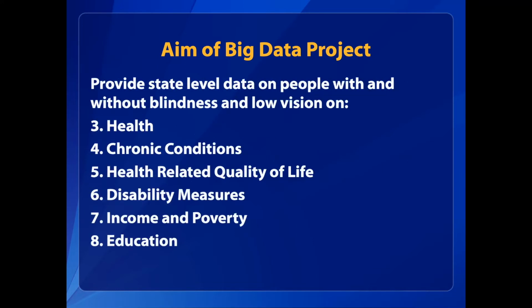Then beyond that, we want to provide state level data on the characteristics of people with and without blindness and low vision across several factors. Those include general health, prevalence of chronic conditions. So the question is, are people with vision impairment different from people without vision impairment in terms of chronic conditions? We will examine health-related quality of life, and I'll talk to you about that in a second. There are some disability measures that we can use to characterize our population. And then we have access to data regarding income, poverty, and education. And those are drivers that I think are really important that begin to affect the choices that older people with vision impairment have. So let's go to the next slide.